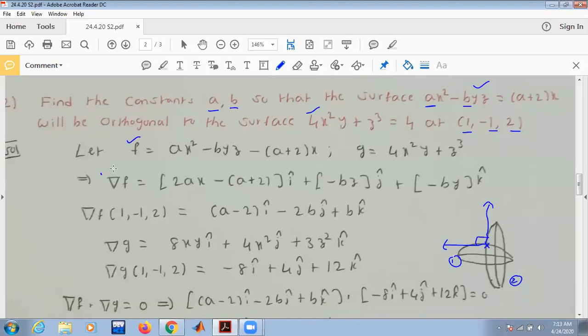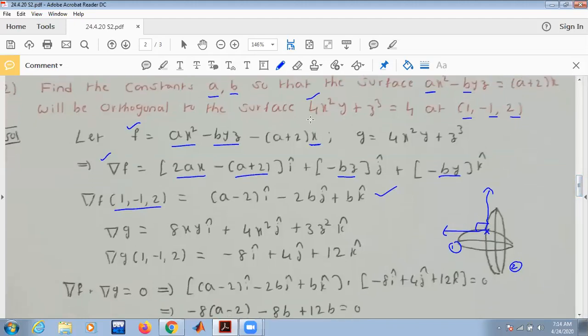So find out del f. Del f is 2ax, x is also here, minus a plus 2 into i bar plus dou f by dou y. What is dou f by dou y? Minus bz into j bar plus dou f by dou z. Dou f by dou z is minus by into k bar. So this is the gradient, and find out the gradient at the point 1, minus 1, 2. Substitute x equal to 1, y equal to minus 1 and z equal to 2. Then in this vector you will get an equation involving a and b.